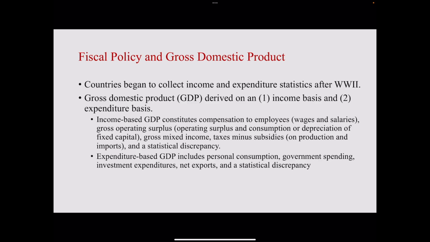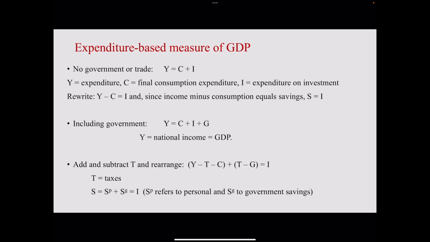We're going to look at expenditure-based gross domestic product, which includes personal consumption, government spending, investment spending, net exports, and a statistical discrepancy. So if we look at the expenditure-based measure of GDP and there's no government involvement or any trade, then we find that income Y or expenditure Y is equal to consumption expenditure, final consumption expenditure that is, and investment, which is expenditure on investment goods.